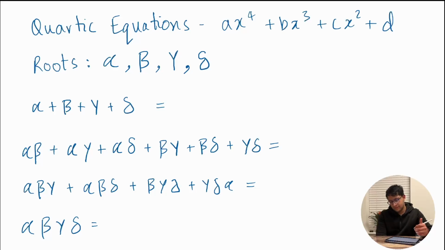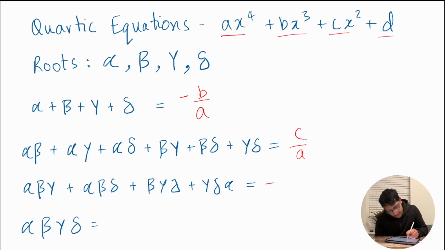So in a quartic, just to drill this into you further before we do a practice question, the roots are alpha, beta, gamma, and delta. Same thing, minus b by a, where a, b, c, d are the coefficients of x to the fourth, x cubed, x squared. Pairs of roots will be c by a, triplets will be minus d by a.